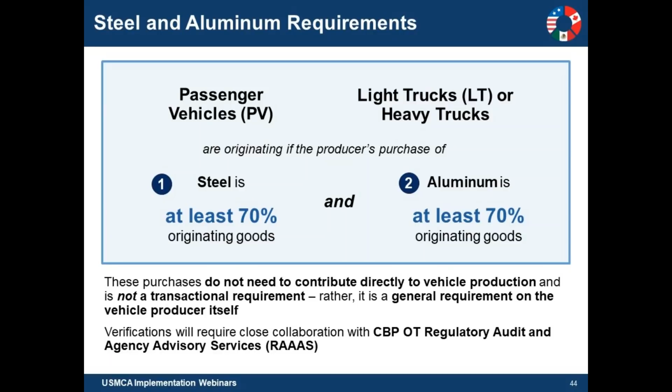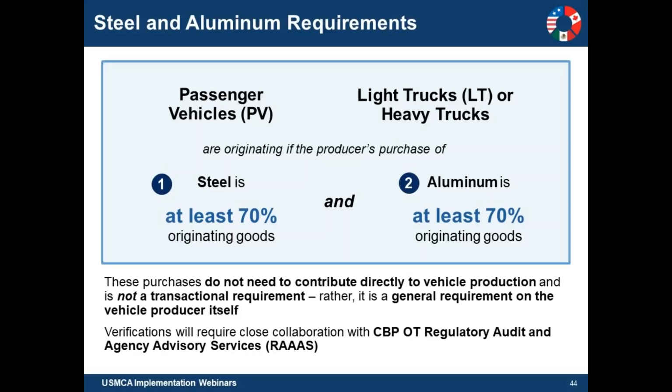Now, in addition to meeting the product-specific rules of origin and other requirements, there is a new steel and aluminum requirement for autos. Specifically, passenger vehicles, light trucks, and heavy trucks are originating if at least 70% of the producer's purchases of steel and aluminum are originating. This means that USMCA requires that 70% by value of a vehicle producer's corporate purchases of steel and aluminum must originate within the United States, Canada, or Mexico.